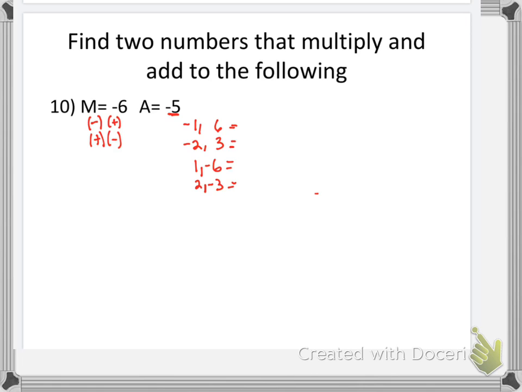So negative 1 plus 5. Nope, let's try again. Negative 1 plus 6 is 5. Negative 2 plus 3 is 1. 1 plus negative 6 is a negative 5. So right here, I have found the winner. But I'll do the last one just in case. 2 plus negative 3 is negative 1. So the only two that multiply to give me a negative 6 and add to give me a negative 5 is 1 and negative 6.